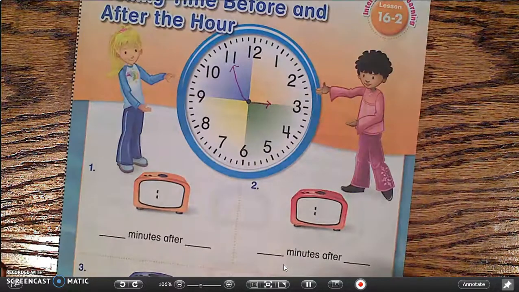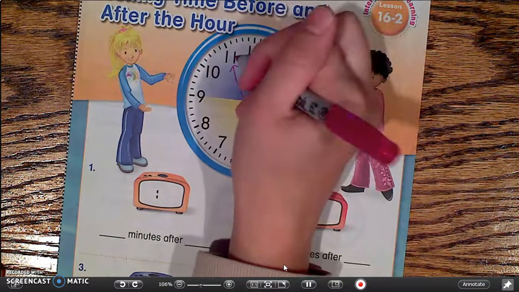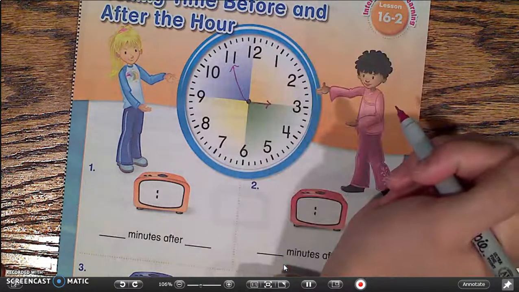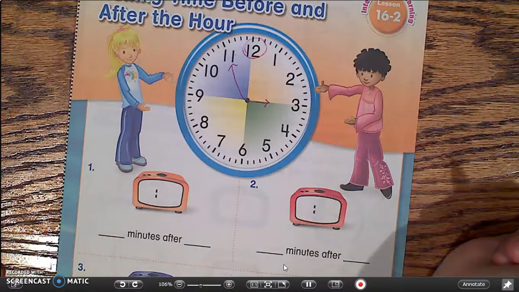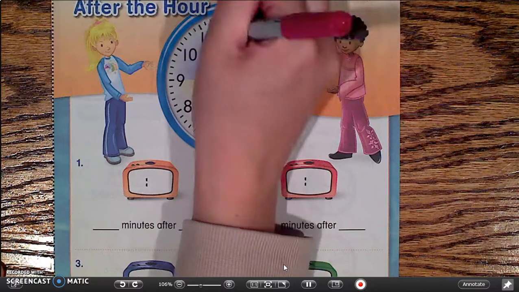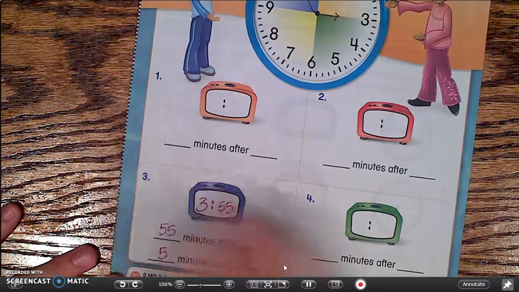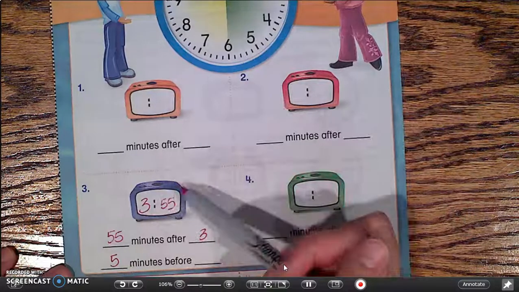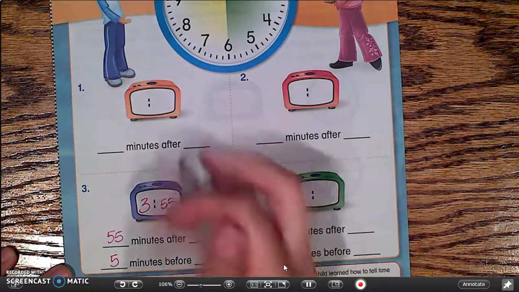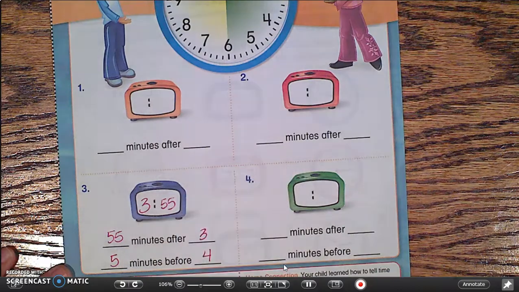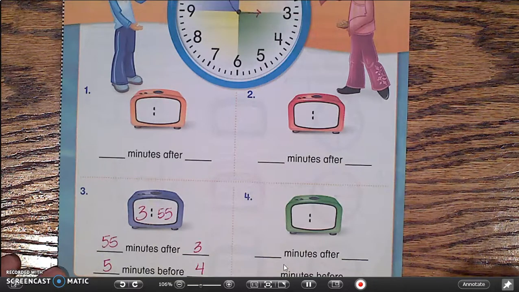Now, you can count on, so start from your minute and get how many minutes to the next hour. This is always going to be our new hour here. So 5. 5 minutes before, what's our new hour? What comes after 3 here? 4. 5 minutes before 4.